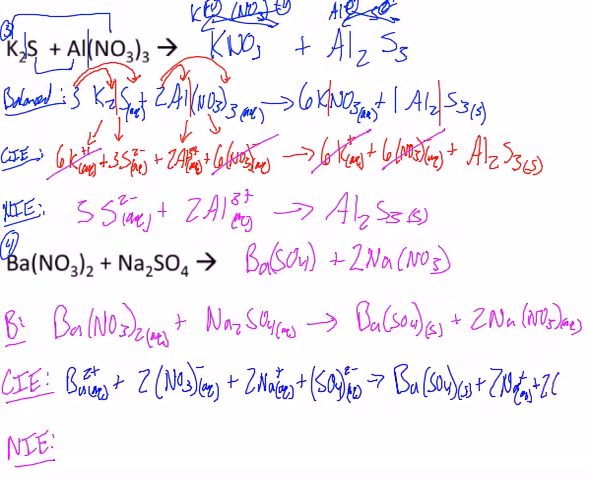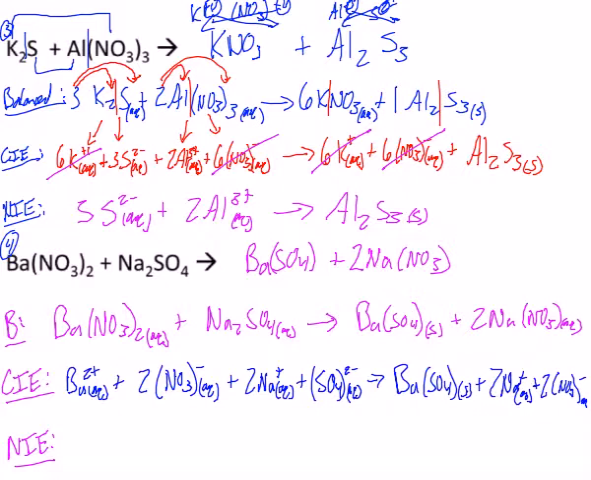Giving yourself ample space is important as well, so you don't run into mushing everything together. All right, there's what the complete should look like. We've broken up every species that we can into their individual ionic components. Now we're looking for which ones stay the same. They're going to have the same charge and the same state of matter.